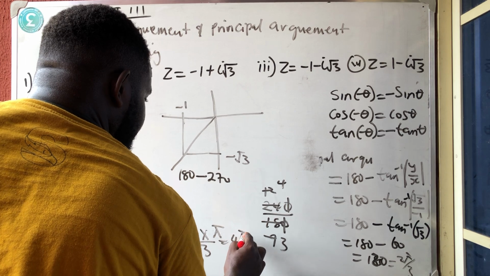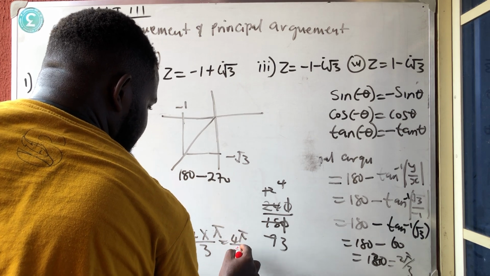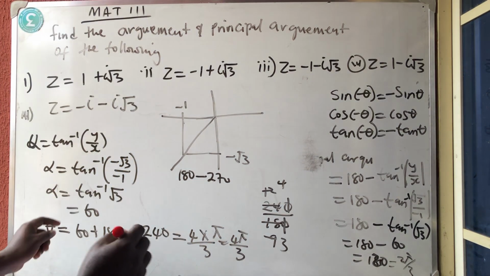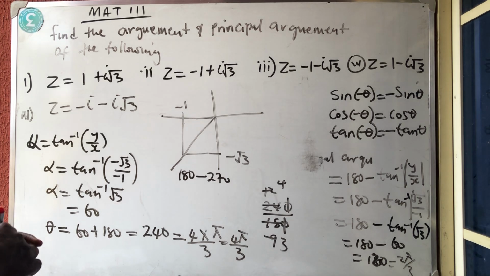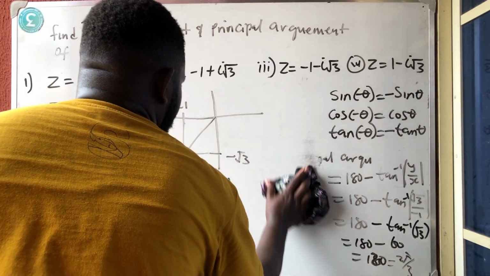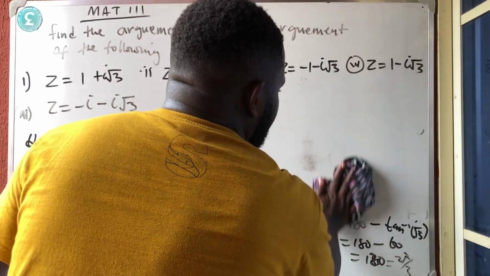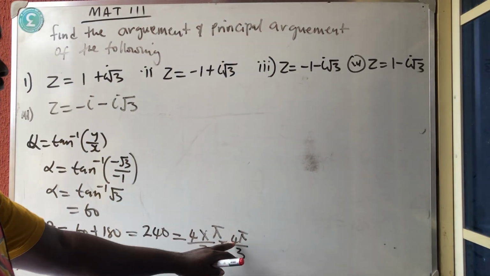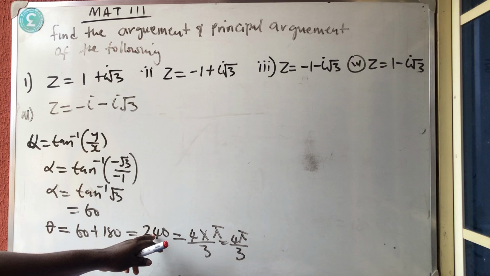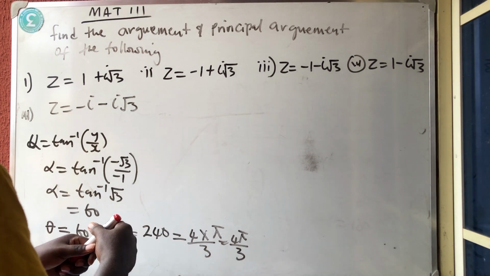You are not turning it upside down because it has exceeded the 180 that is pi. But if it is less than that 180 that is pi, you have to turn it upside down. So I'm not turning it upside down because it has exceeded the 180. Okay, so you check it yourself if it's correct. 4 times 180 divided by 3. Are you getting this number? If you are getting this number, then you are correct.